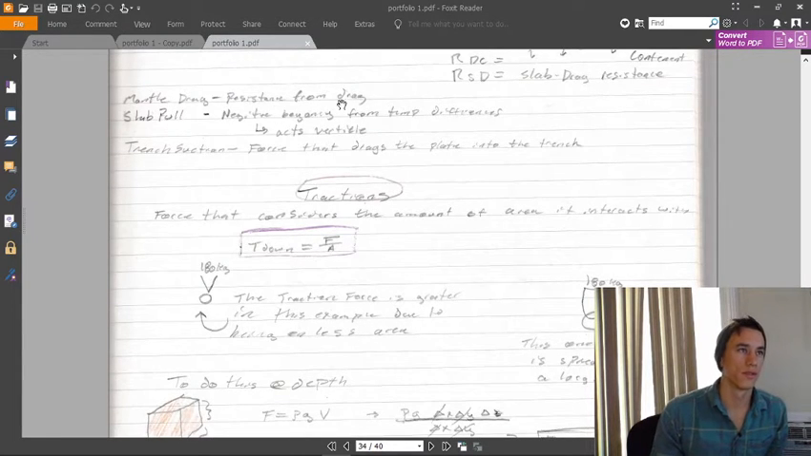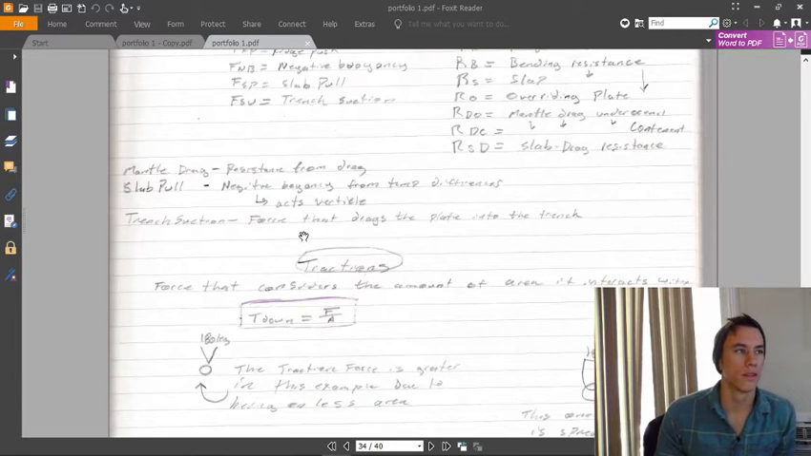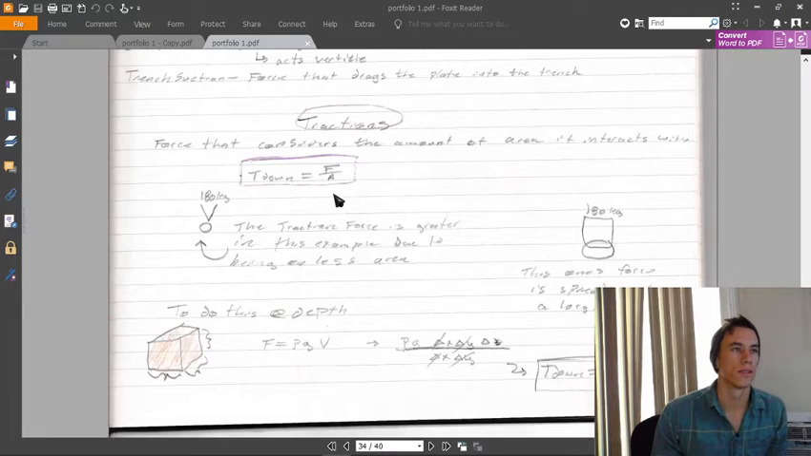Mantle drag is the resistance from drag. Slab pull, which would be FSP, I think, right here. That's the negative buoyancy from temperature differences, and it acts in the vertical.